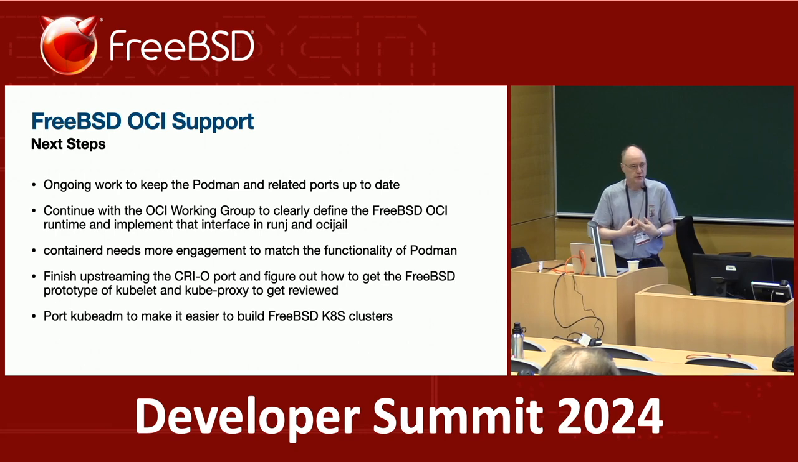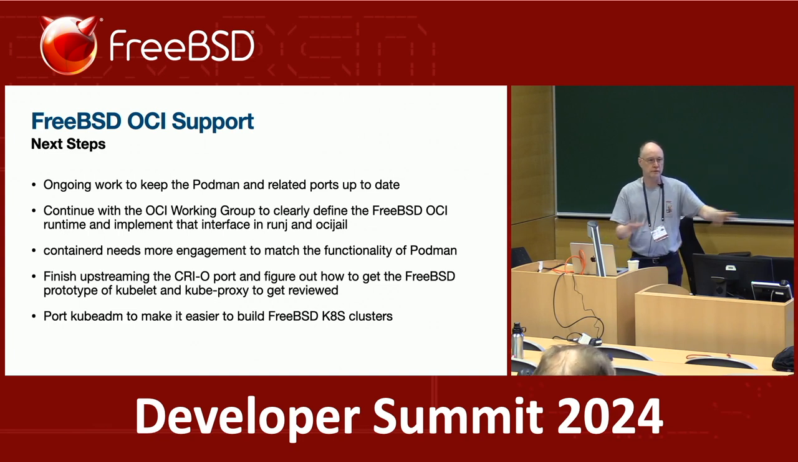I need to finish upstreaming the CRI work that I've done. I need to work out how to get the rest of the components for FreeBSD on Kubernetes reviewed and upstreamed. The kubeadm program for Kubernetes is basically a way of building small clusters. There's an X509 crypto infrastructure underneath the cluster that's quite difficult to set up. You don't want to do this manually. Trust me, I've done it. I didn't want to. Kubeadm basically does all of that for you.